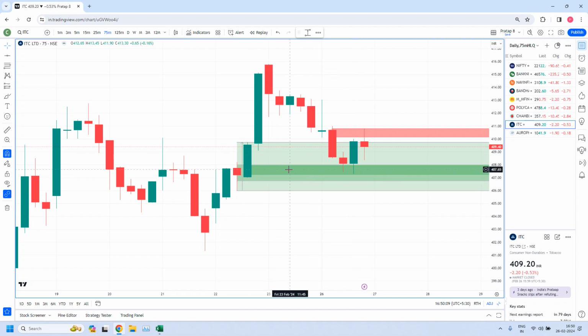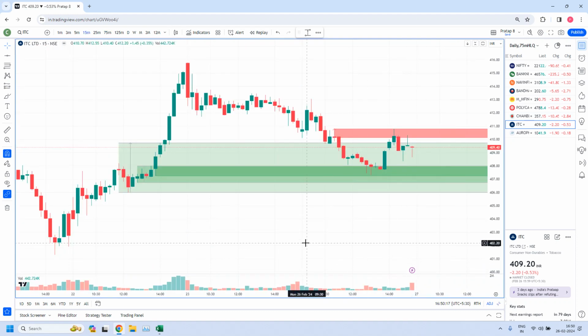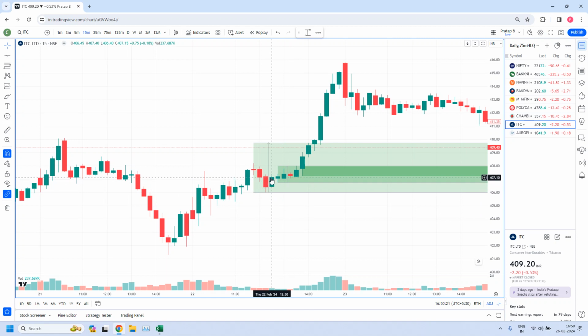How we fine-tuned? Very simple. Inside 75 minutes, you identify a 15 minute zone. You might have done this exercise. See here, we have a rally candle, we have 1, 2, 3, 4 base candles, and again we have a rally candle.